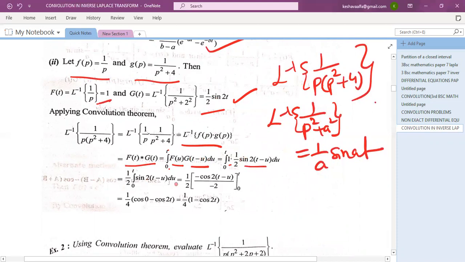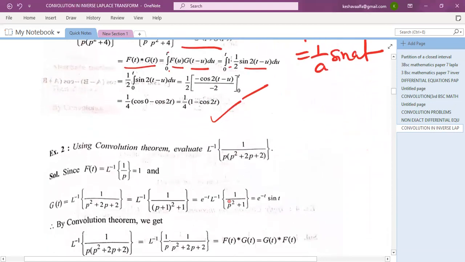So what is integration of sine? That is minus cos. So sine 2 into t minus u integration is minus cos of 2 into t minus u by 2. The differentiation of 2 into t minus u is minus 2. So now apply upper limit minus lower limit. So we get 1 by 4. So substitute t in the place of u, that is t minus t, we get cos 0. And lower limit is t minus 0, we get cos 2t. So cos 0 minus cos 2t, cos 0 is 1. So we get this result.